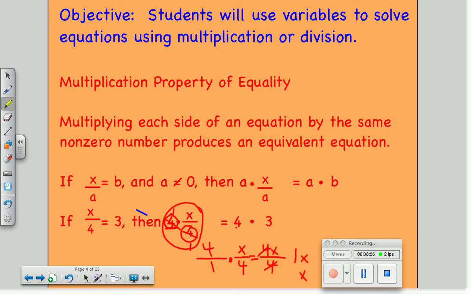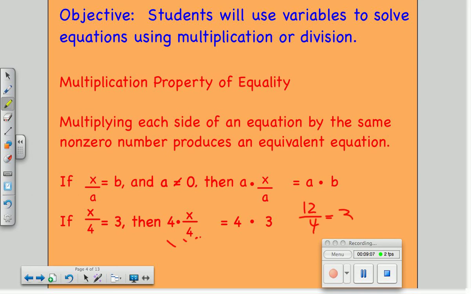To check it, I replace in the original equation, let me erase this for you. I replace in the original equation the x with the number 12. So I'm saying 12 over 4 is 3. Is that correct? Yes, it is. Then it checks.